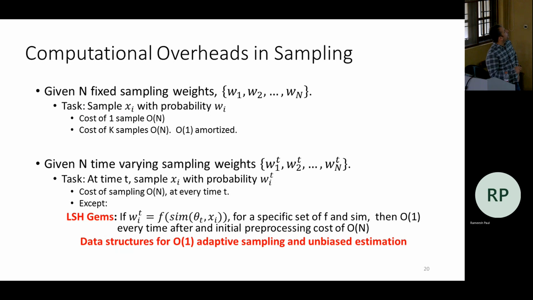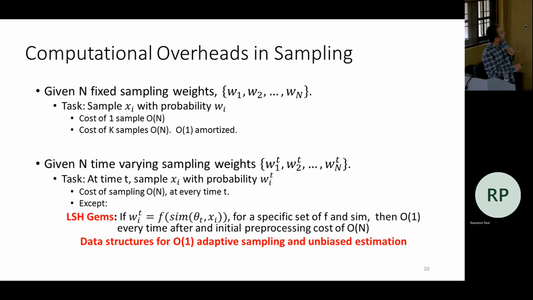What is nice is, if you look at this static sampling world, there are n fixed sampling weights. So let's say the sampling weights are fixed and you are trying to sample xi with probability wi. If you want to take one sample, it's order n because you still have to create some intervals. If you want to take k samples, it's still order n because it is order 1 amortized for every subsequent sample. Once you create an interval, you generate a random number, see which interval it falls in, and you sample xk.